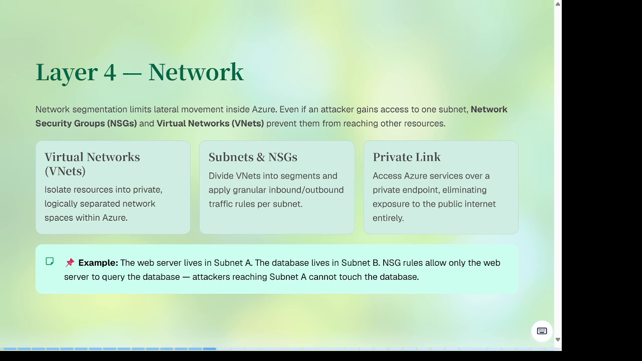Now imagine an attacker compromises the web server in subnet A. What can they do? They are stuck in subnet A. They cannot directly access the database. They cannot move freely across the network. This is lateral movement prevention in action.